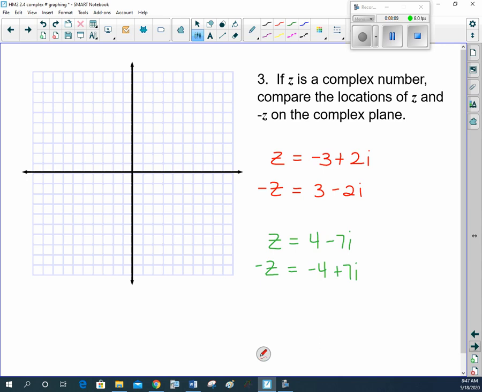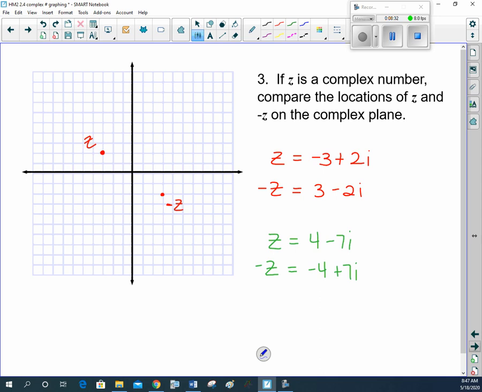So negative 3, left 3, up 2 is right here. So this is Z. And then the opposite of Z is to the right 3 and down 2 right here. So that's the opposite of Z. So algebraically, opposite of Z means you just change both signs to the opposite of what they were.